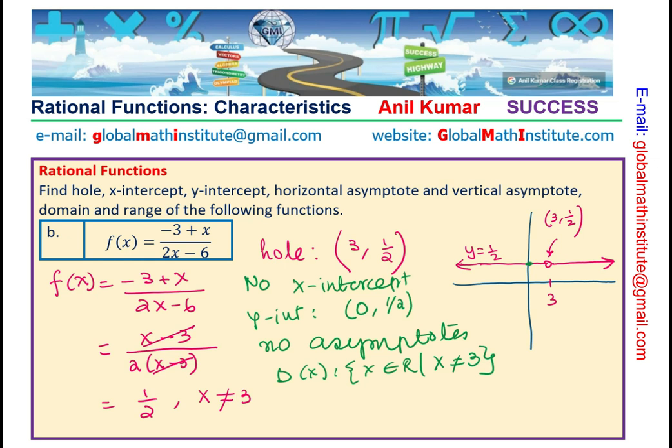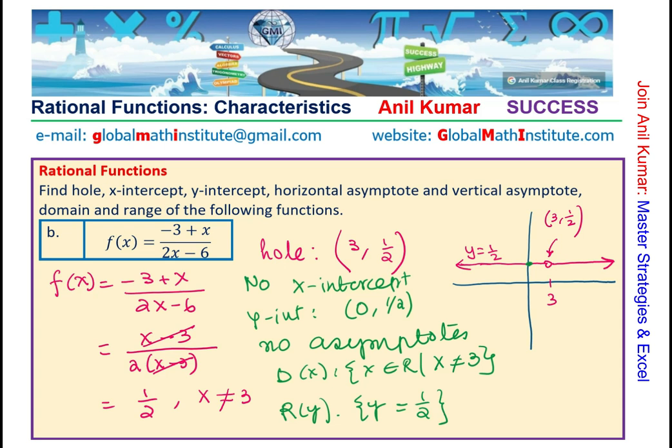The range, as you can see, the y values, will be y is equal to only half, right? There's only one value of y. Do you see how different this particular function is with respect to the other one? So here, y has got exactly one value, which is half. Okay, I hope it is absolutely clear, right?